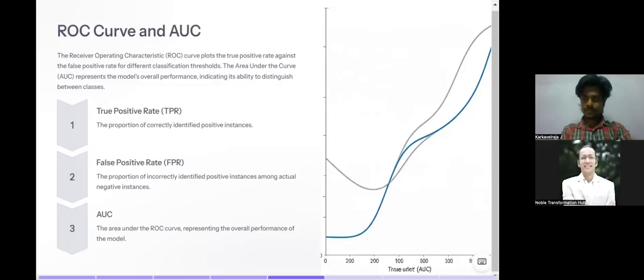Okay. And then the components of it: true positive rate, TPR, is the proportion of correctly identified positive instances. Whatever was positive, it correctly identified that. That is what is called true positive rate, TPR. Okay. Then what is FPR? It is the proportion of incorrectly identified positive instances among actual negatives.